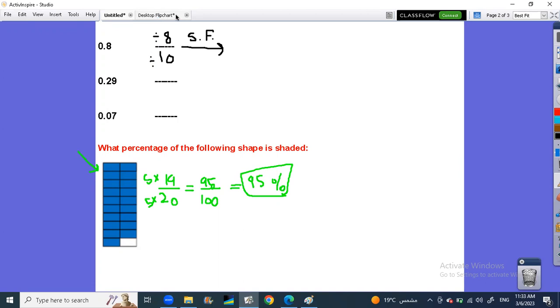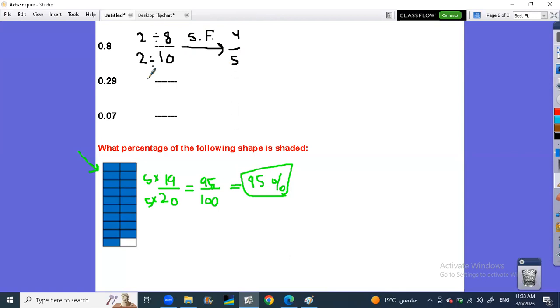What is the number that you can divide 8 and 10 by? I can divide both of them by 2. Perfect. So 8 divided by 2 is going to become 4. 10 divided by 2 is going to become 5. So 0.8 is actually 4 over 5 as a fraction, or 8 over 10, but before simplifying, if the question says to you, put the answer in the simplest form, then you must simplify.